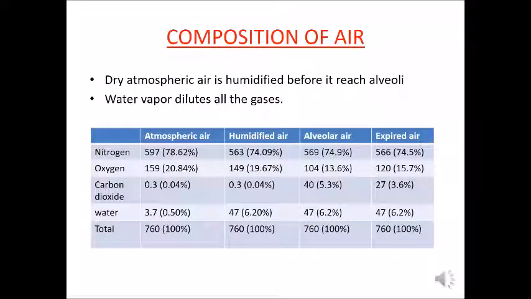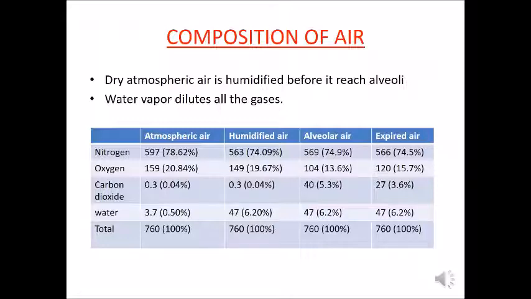Now see the table. Composition of air at various locations. So atmospheric air, which is a dry air, is having different composition. After the air enters inside our respiratory passages, due to humidification by the water vapor, the composition will differ. Once this air reaches the alveoli, where actually the diffusion of the oxygen and carbon dioxide occurs, again the composition will change. And once the person expires, then in expired air again the composition is different.